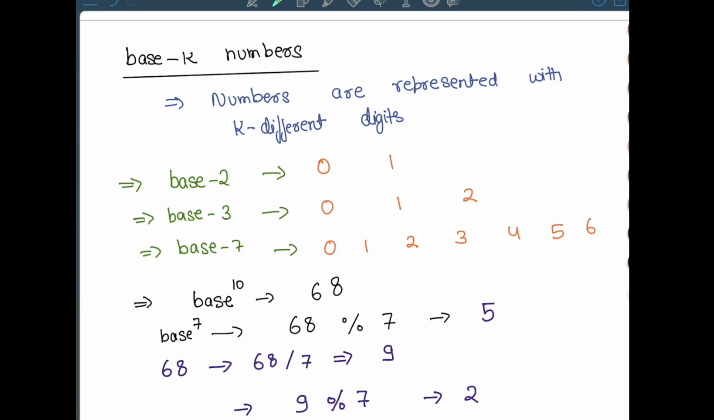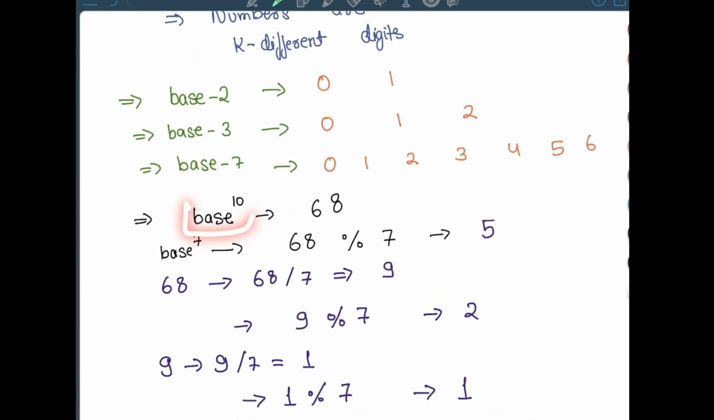Now let's try to understand how can we convert a base 10 number to a base k number. So let us say the base 10 number is 68. Now this is a normal decimal number. If you want to convert this to a base 7 number, the process is very simple. Just take the mod of 68 with 7. So 68 mod 7 is 5, right?